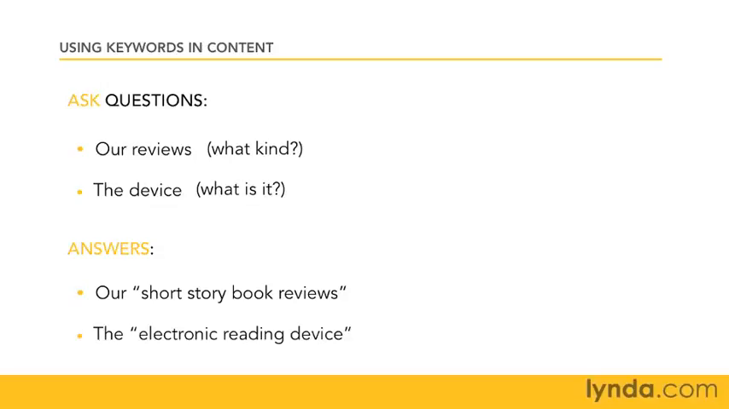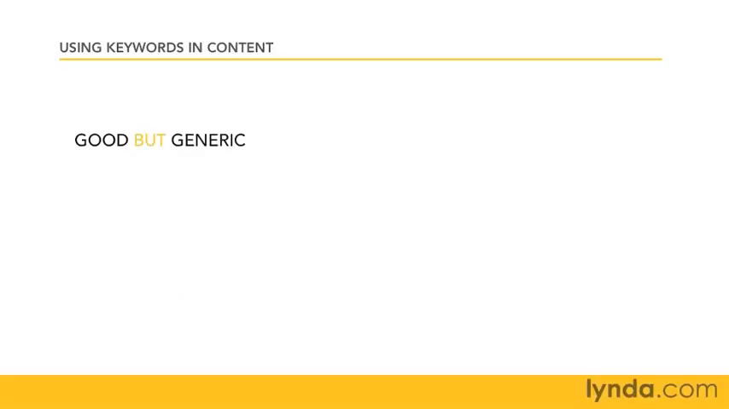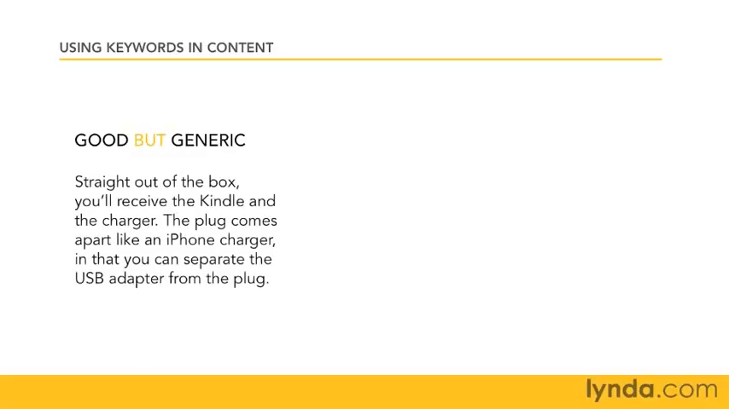Here's another example of good but generic content. So this paragraph from the Kindle site says, straight out of the box, you'll receive the Kindle. What kind of Kindle are we talking about here? You'll receive the Kindle itself and the charger. Well, what kind of charger is it? The plug, again a generic word, comes apart like an iPhone charger in that you can separate the USB adapter from the plug. Again, just a generic word. What kind of plug are we talking about here?